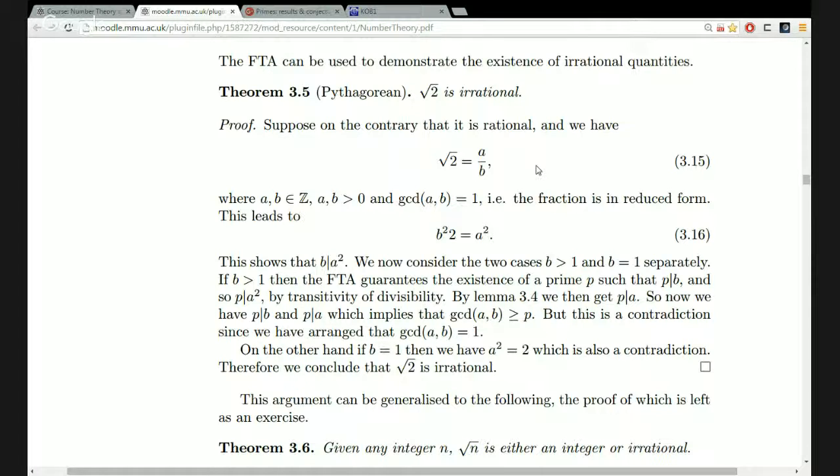Now there's two cases here. Either the number b is strictly bigger than 1 or it's equal to 1. If b is strictly bigger than 1, then the fundamental theorem of arithmetic says that you can factorize b into primes. So there's at least one prime number, p, such that p divides b. It could be that p is equal to b, if b happens to be a prime number. But the FTA says that b has prime factors, so we consider one of its prime factors, p. Now, p divides b. So by the transitivity of divisibility, since p divides b and b divides a squared, it must be the case that p divides a squared.